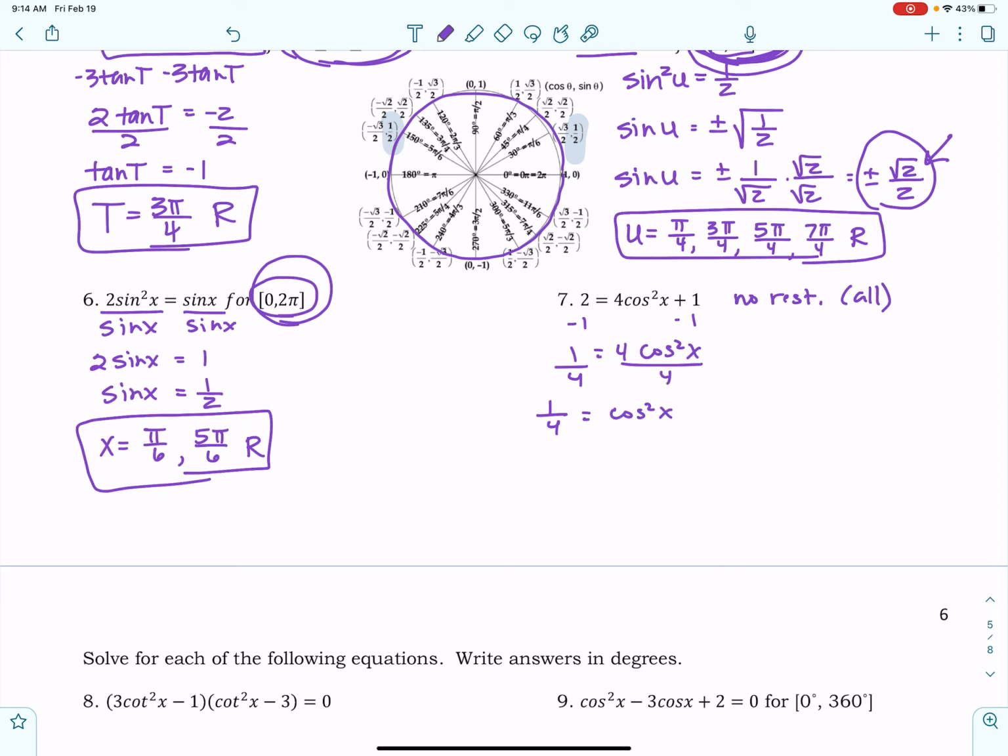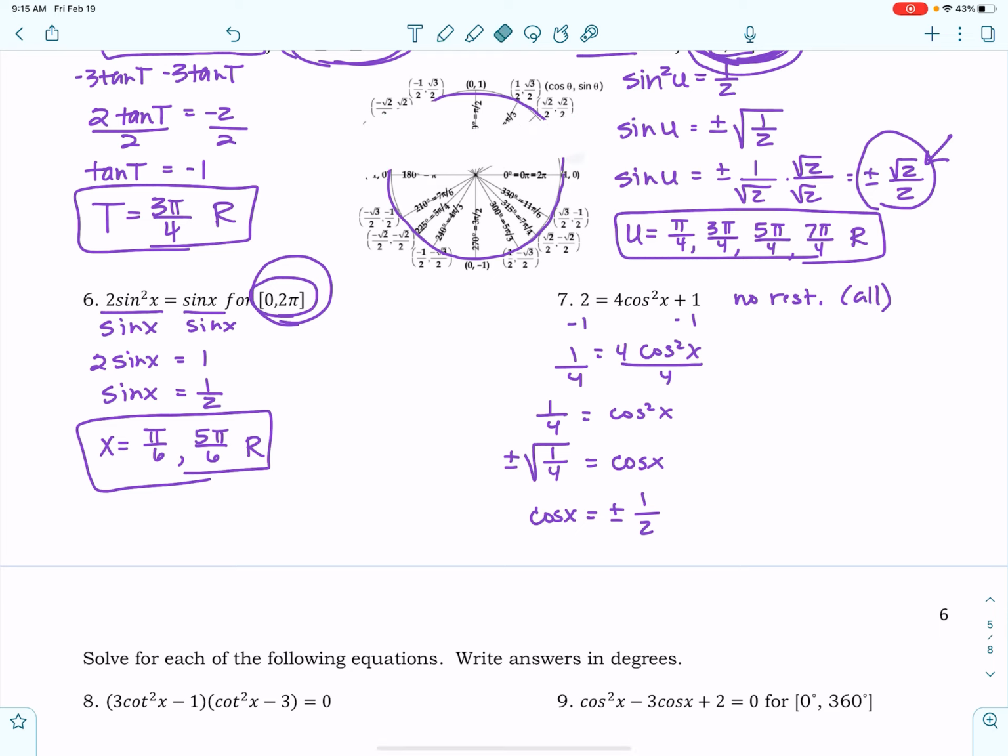And I want cosine x, not cosine squared x, so I have to take the square root. So when I take the square root of cosine squared x, I get cosine x. And then I have to take plus or minus the square root of 1 over 4. So what I end up with here is that cosine is equal to plus and minus the square root of 1 is 1, the square root of 4 is 2. This is good because I know that this value occurs on the unit circle. All right, so I have to look at a couple of things now. Cosine x equals plus and minus 1/2.